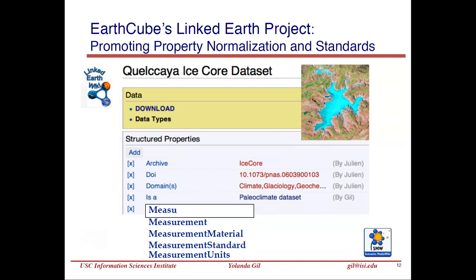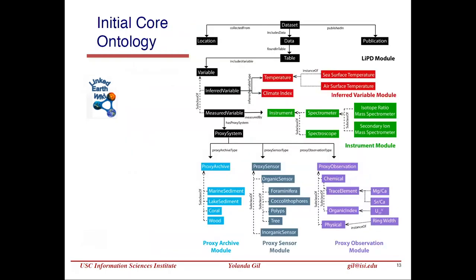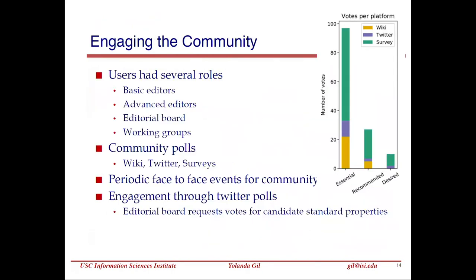And then when you're describing your data set, in this case an ice core that you got from a glacier, and you're adding a data set you want to talk about measurements, you have an offering of all the existing properties that match what you're saying. So we do this search completion so that you can adopt that. That promotes normalization. The core of the properties has been agreed by the community, so we're really extending that core, and that core is very important because it gives structure to all the extensions.